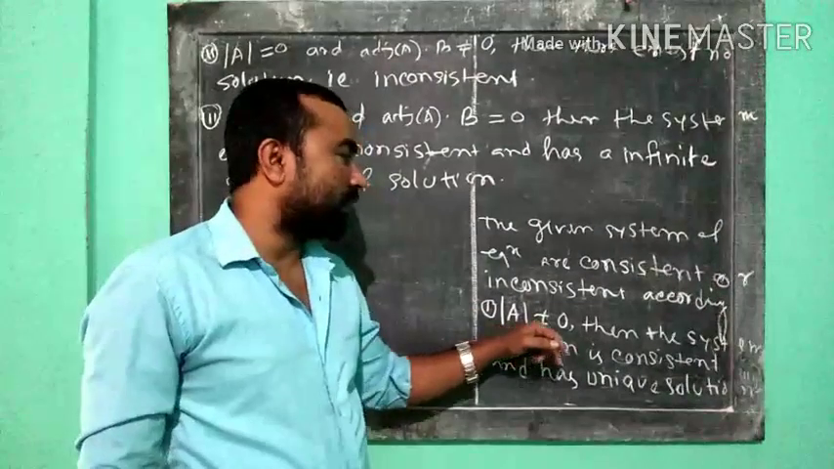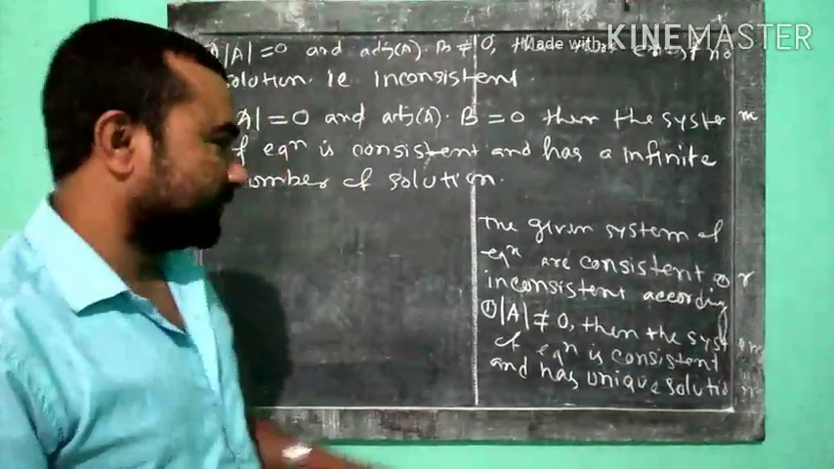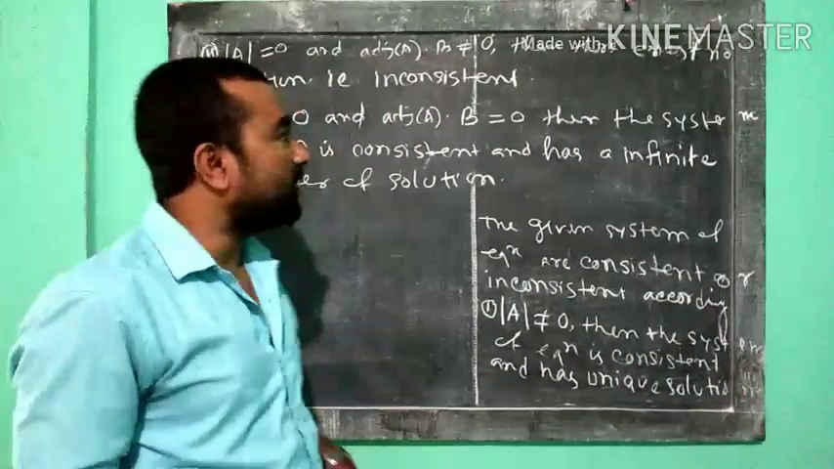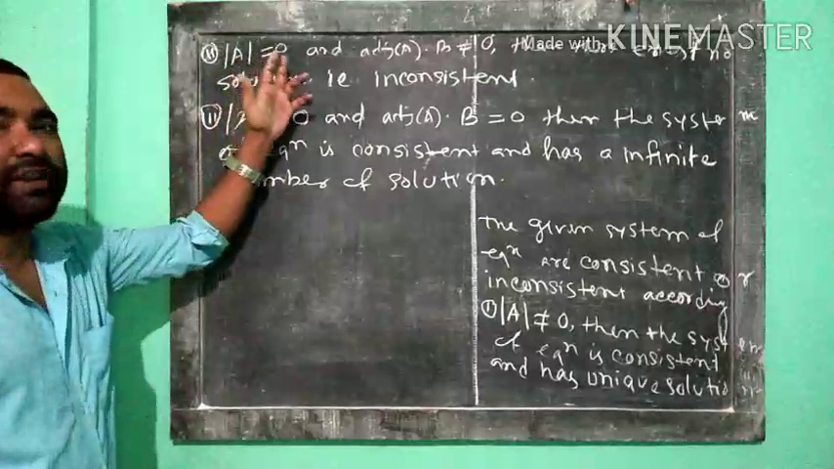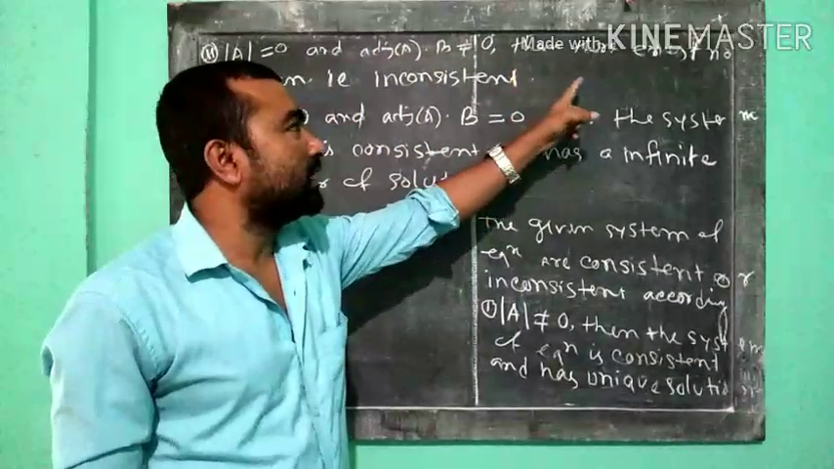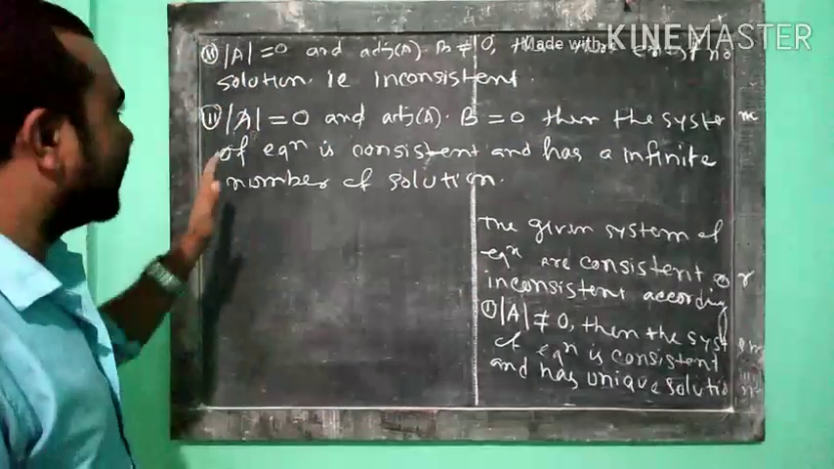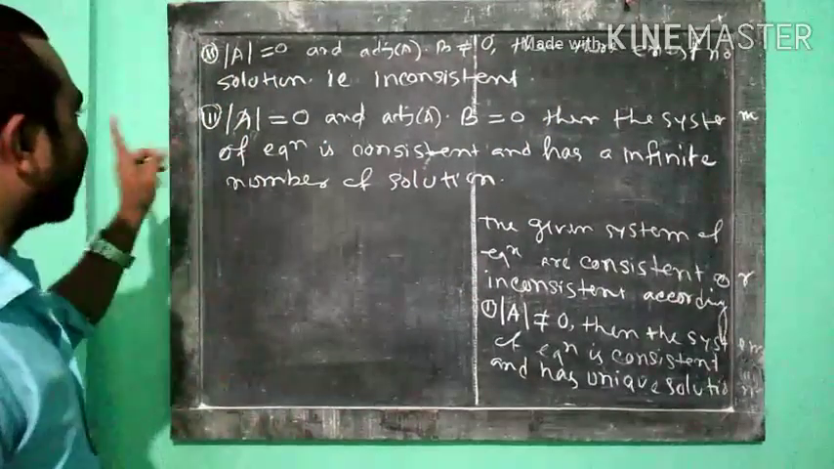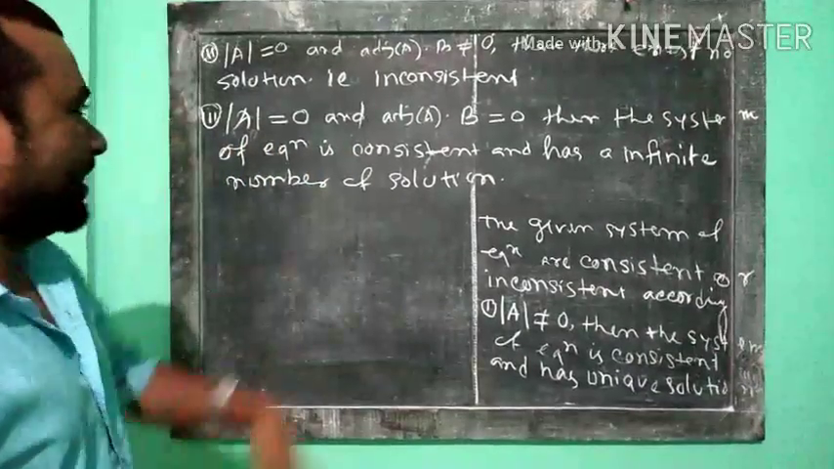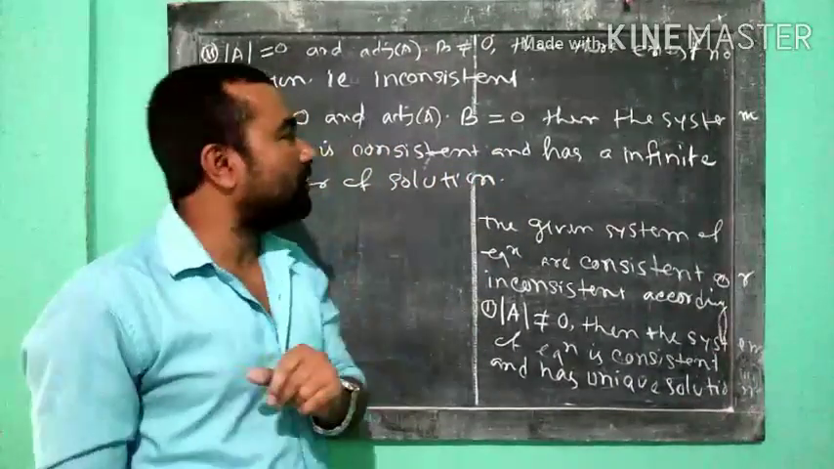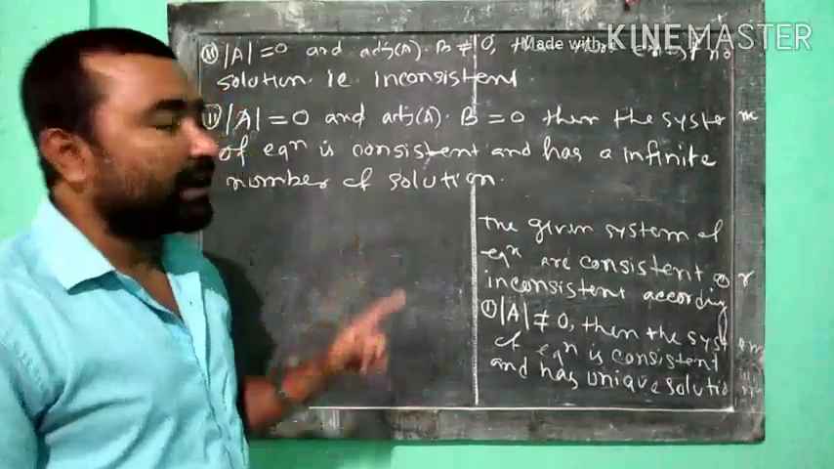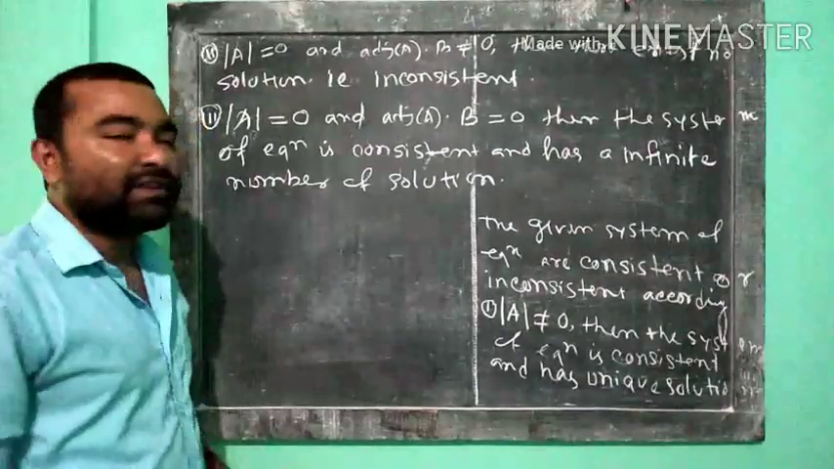If determinant of A is not equal to 0, then the system of equations is consistent, that is, it has a unique solution. Number 2: if determinant of A equals 0 and adjoint of A into B is not equal to 0, then there exists no solution, that is, it is inconsistent. Number 3: if determinant of A equals 0 and adjoint of A into B is also equal to 0, then the system of equations is consistent and has an infinite number of solutions.